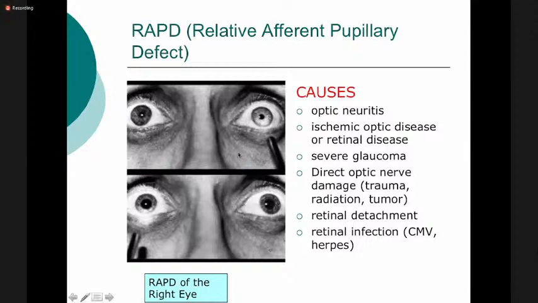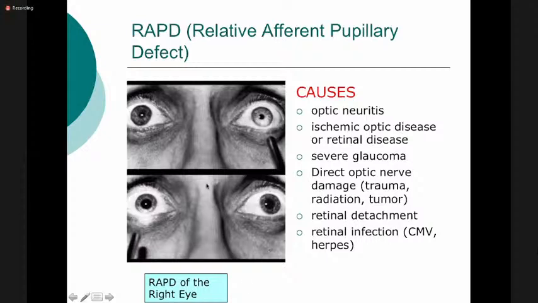So if there's a problem with the optic nerve, like this patient has a problem with the optic nerve of the right eye, when you shine a light into the left eye, the right eye will still constrict because of the decussation and the sharing of fibers at the level of the chiasma and the midbrain. However, if you shine a light onto the right eye, which is not able to transmit any impulses into the brain, the left eye is not going to constrict.